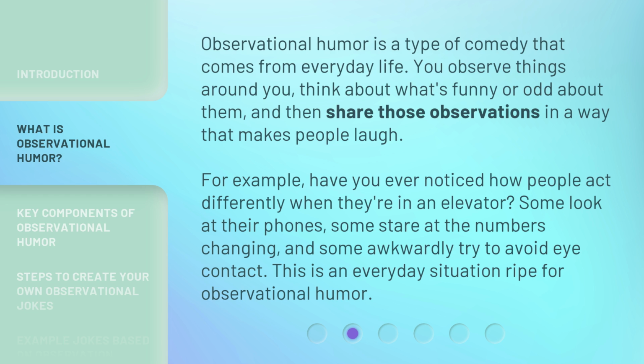Observational humor is a type of comedy that comes from everyday life. You observe things around you, think about what's funny or odd about them, and then share those observations in a way that makes people laugh. For example, have you ever noticed how people act differently when they're in an elevator? Some look at their phones, some stare at the numbers changing, and some awkwardly try to avoid eye contact. This is an everyday situation ripe for observational humor.